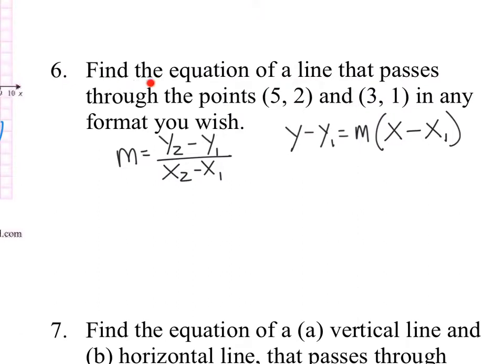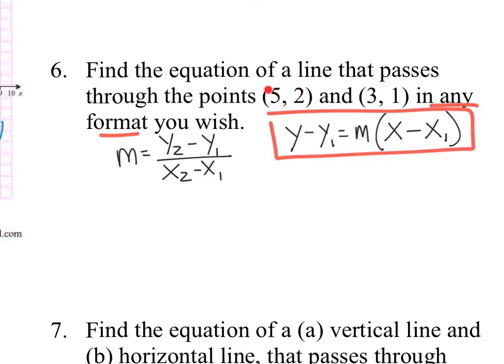Question number 6 says, find the equation of a line that passes through the points (5, 2) and (3, 1) in any format you wish. Any format? That's amazing. So what I'm going to do is use point slope format, or point slope form. And I know that already we've got 2 sets of coordinates, and I can simply select this coordinate or this one, and we've got to figure out the slope.